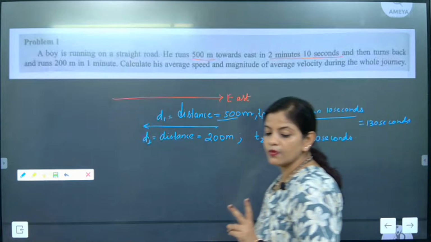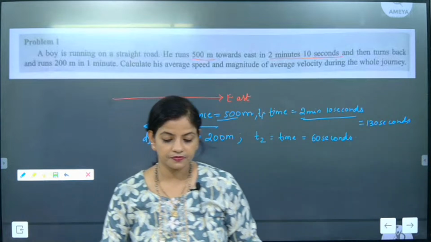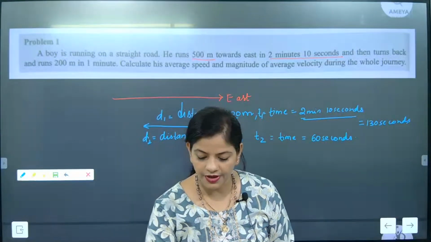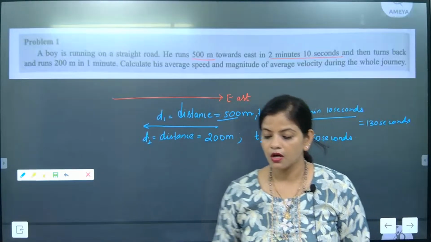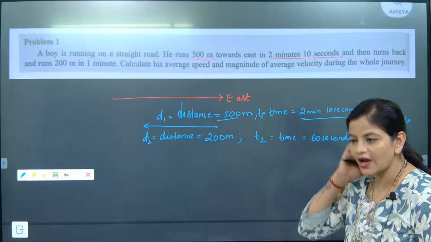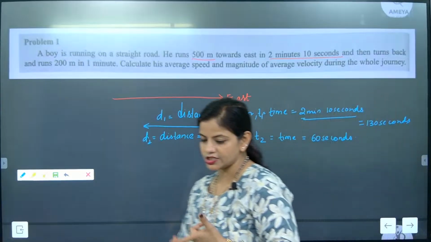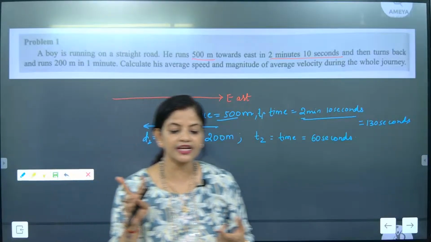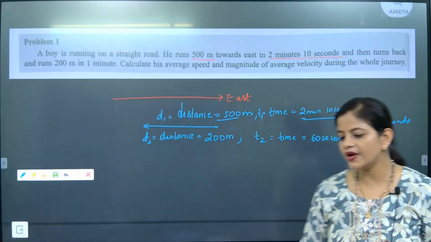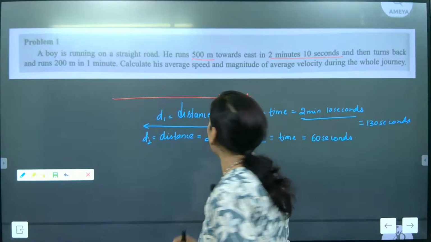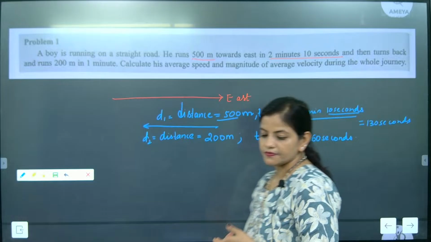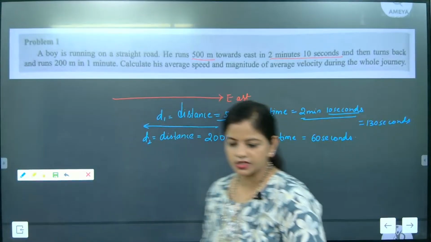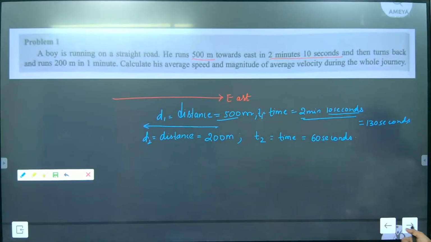So 2 minutes will be equal to how many seconds, beta? 2 minutes will be equal to 120 seconds. 1 minute is equal to 60 seconds. 120 seconds. Okay, 120 plus 10, total how many seconds are coming? 130 seconds. Understood? So now 130 seconds are there.